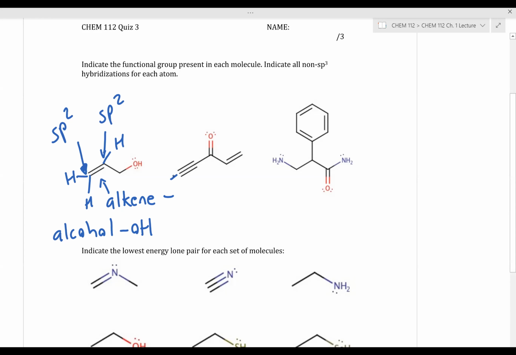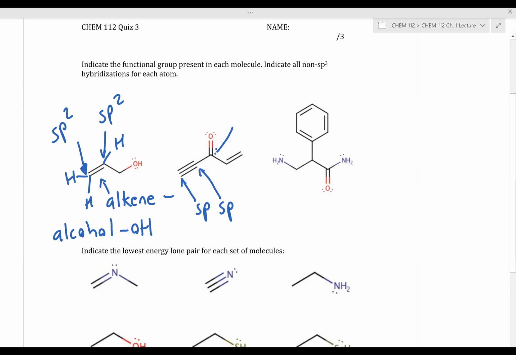Drawing out our implicit hydrogens, what is the hybridization of this carbon here? sp, yep. It has a triple bond, so it needs to adopt an sp hybridization in order to form two pi bonds. Additionally, what is the hybridization of this other carbon in the triple bond? sp, yep, it has two sigma bonds and two pi bonds.